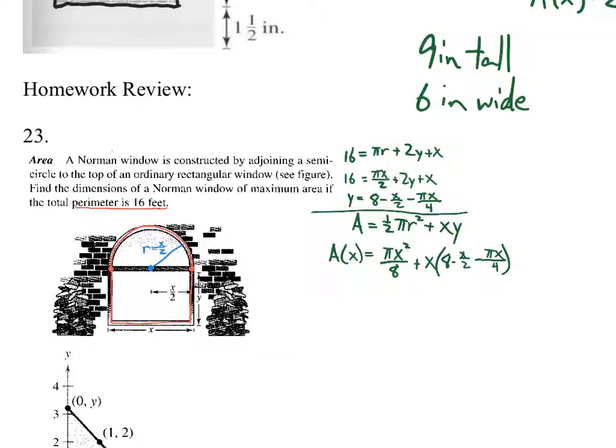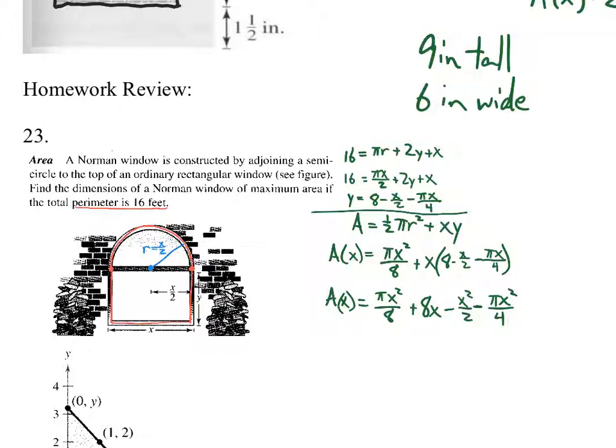Okay? I saw some of you then take the derivative right now and you were using the product rule. You don't have to. Just distribute your x. A of x is pi x squared over 8 plus 8x minus x squared over 2 minus pi x squared over 4. Okay?